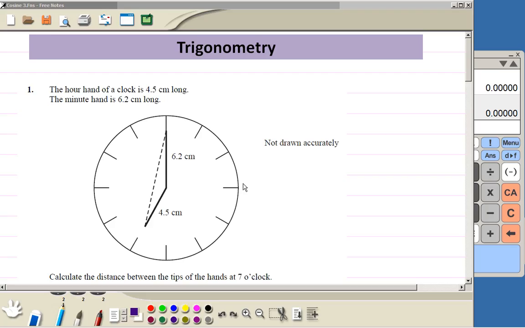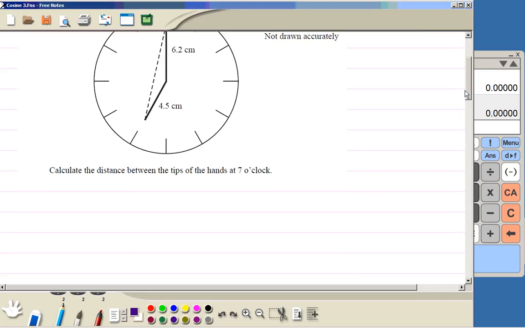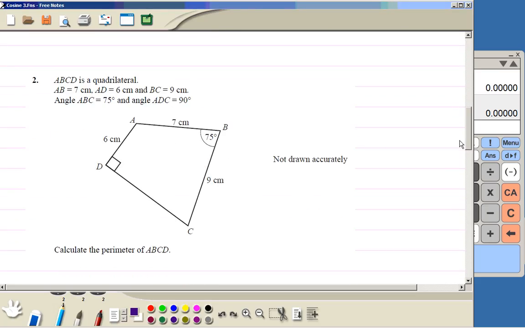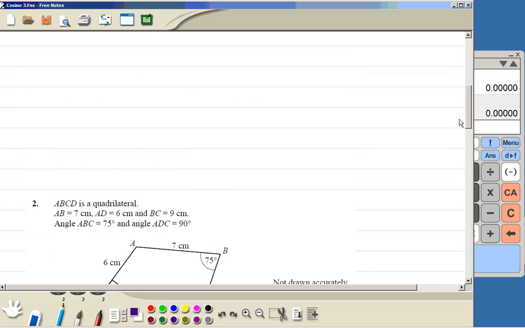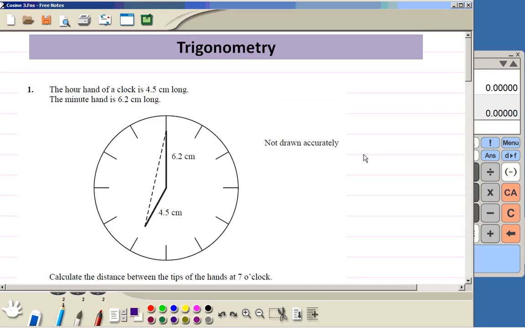Trigonometry, we can do two examples. Here's example 1 and this is example 2.